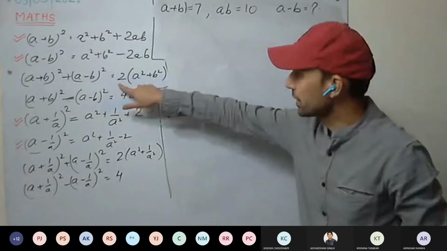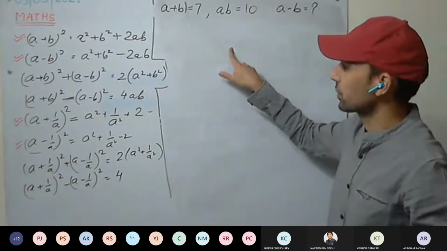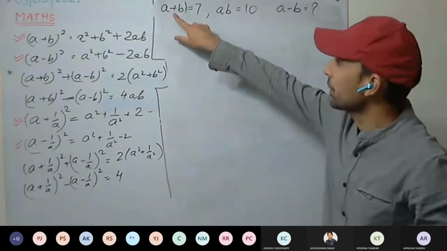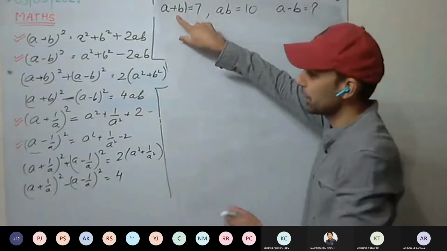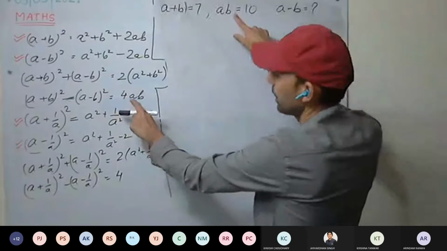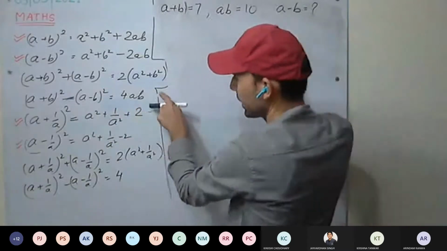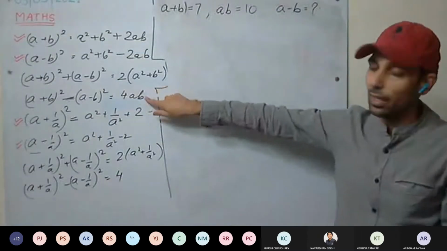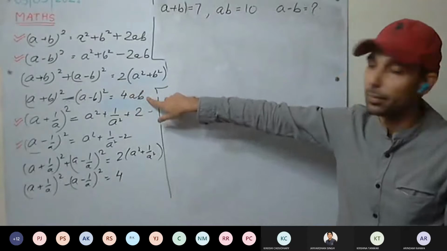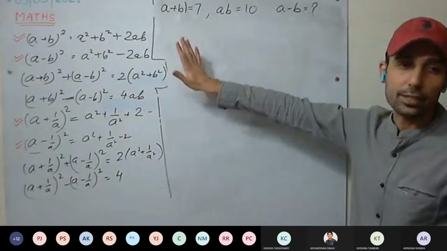Either we can use this identity, we'll directly get the answer. You can see A plus B equals 7 is given, and here AB is given. A minus B we have to calculate. Using this identity, we can directly calculate. For instance, if we don't remember these identities, there's no need to panic. We can solve in another way as well.